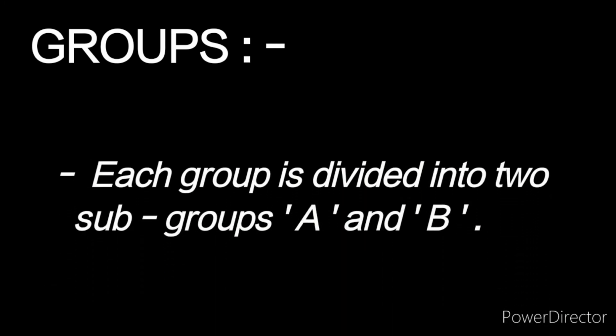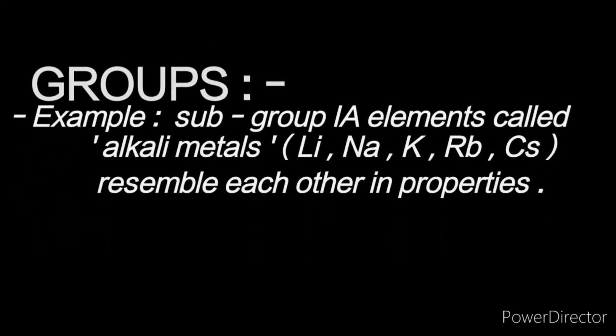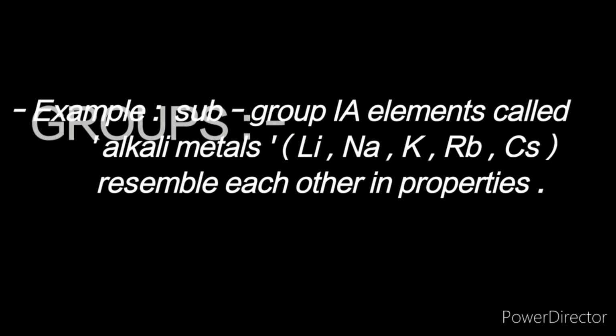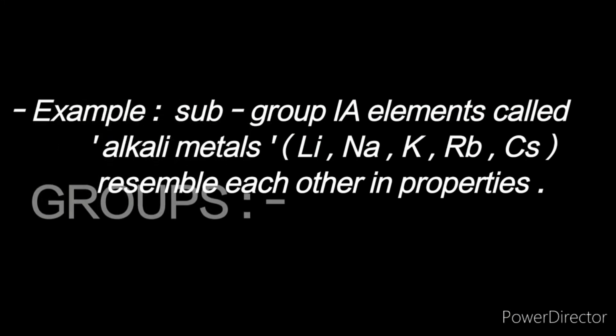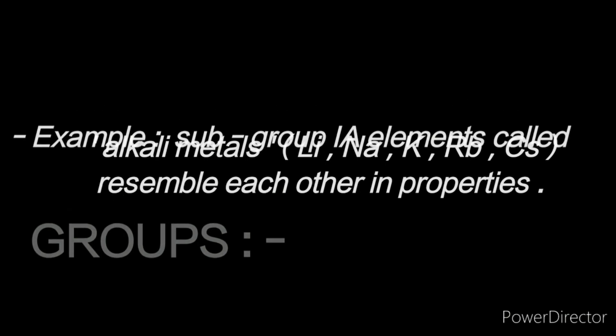Each group is divided into 2 subgroups, A and B. The elements within any subgroup resemble one another to a great extent. For example, subgroup first A elements, called alkali metals, like lithium, sodium, potassium, rubidium, cesium, resemble each other very much in their properties.